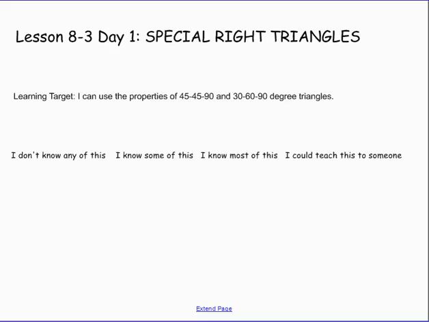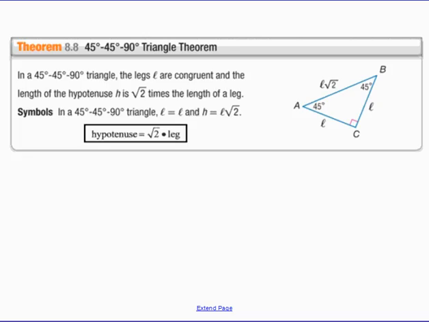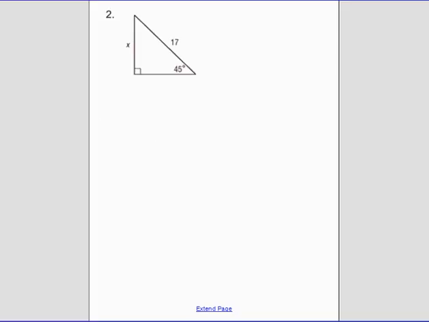We're going to be learning about special right triangles. We're going to be spending 2 days on this. Special right triangles are, again, one of those things that are going to be used the rest of your time in geometry and a lot in your other math classes after this. So there are 2 types of special right triangles. One of them is a 45, 45, 90 right triangle, and another is a 30, 60, 90.